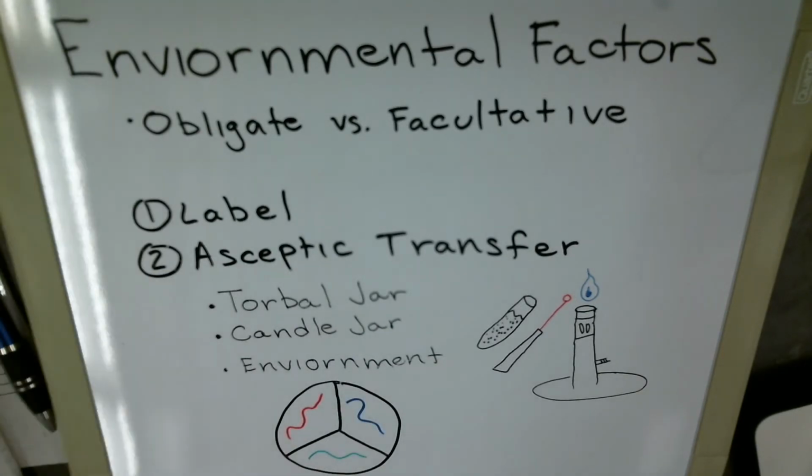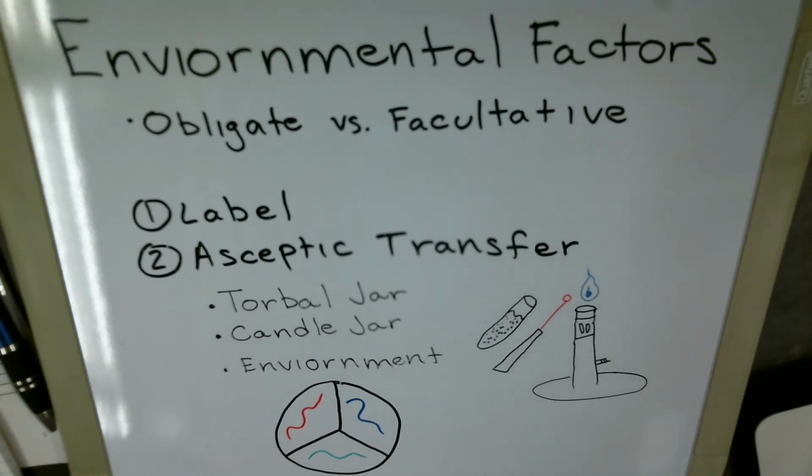The environment is just going to be one that's left in a plate holder somewhere on the desk or something like that. This is the way that it would look. You'll have this little peace sign here to divide it into 3s, and you'll squiggle on the bacteria. With your torbal jar, that will be your anaerobic condition. Your candle jar will be your microaerophilic, and the environment would be your aerobes.